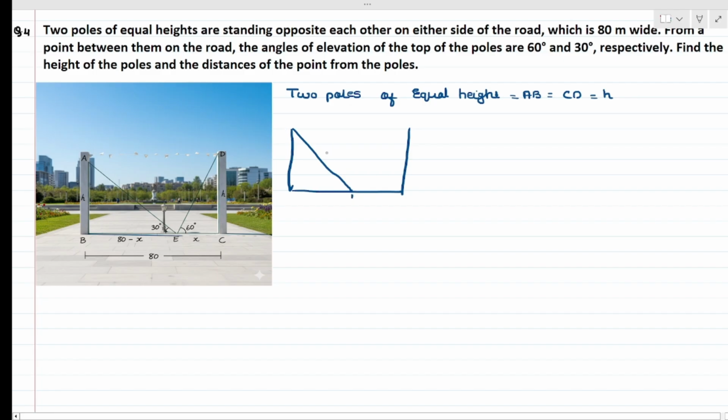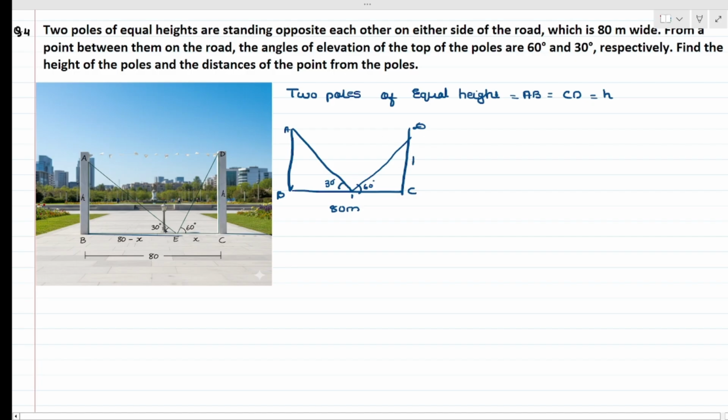First he is measuring the angle of elevation of AB, and then he is going for CD. Okay. The road is 80 meter wide. That means the width of my road is 80 meter. He is standing in between the road, and the angles of elevation of the tops of the poles are 60 and 30. That means one time it's making the angle 30 degree and next time it's making the angle 60 degree. There is no condition that the angle should be small or big, doesn't matter. Find the height of the poles.